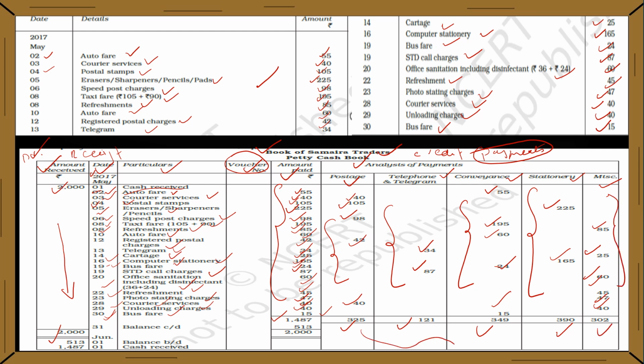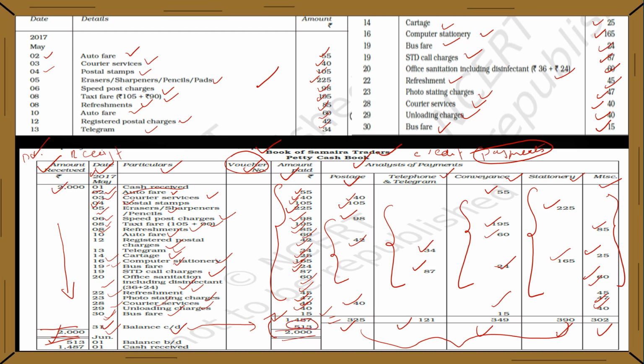So all these totals together should equal 1487. Okay. Now 1487 is the total expenses incurred. What is the balance carried down? On 31st May, balance carried down is, take the 2000 rupees total on both the sides, on amount received and amount paid, and if you deduct 1487 from 2000, on 31st May, balance carried down is 513. This is the balance we have.